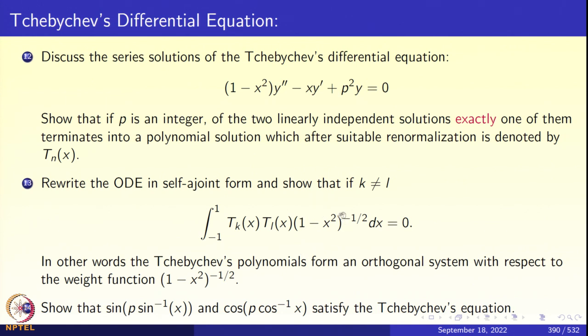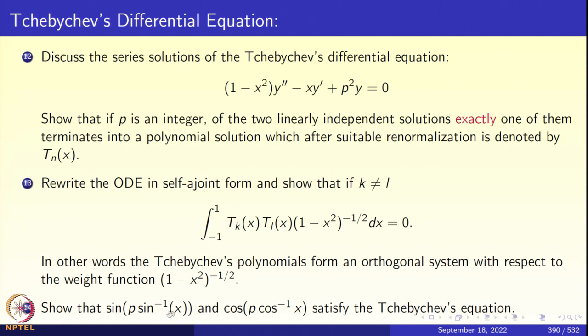If you don't have this factor, (1 minus x squared) to the power minus half, it is not the Chebyshev polynomials that will be orthogonal. It will be the Legendre polynomials that will be orthogonal. So the weighting function is important. So the Chebyshev polynomials form an orthogonal system with respect to the weight function 1 upon root of 1 minus x squared. A couple of simple exercises for you.